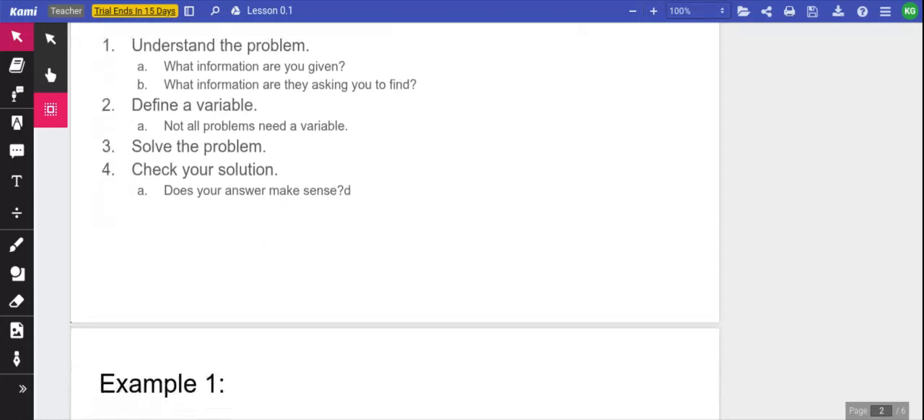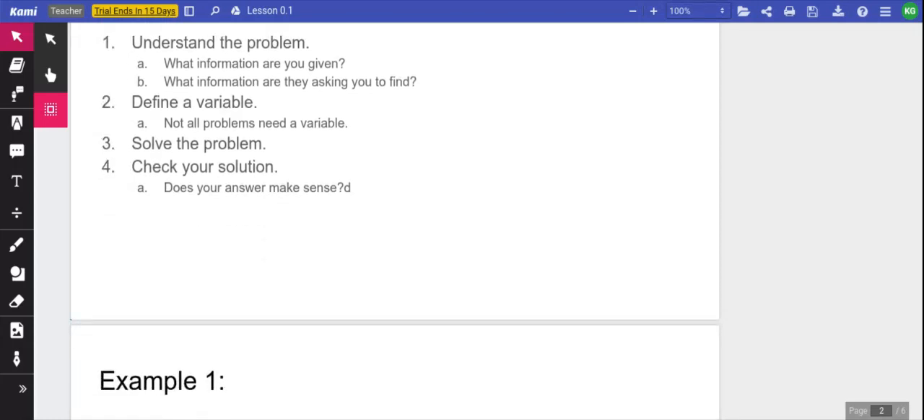Then, of course, solve the problem and check your solution. Ask yourself, does it make sense? If the question was talking about your cell phone plan, and when you solved it, you got that your cell phone plan cost $3,000 a month, that's not something that would obviously make sense. And so you know that somewhere along the line you made a mistake.